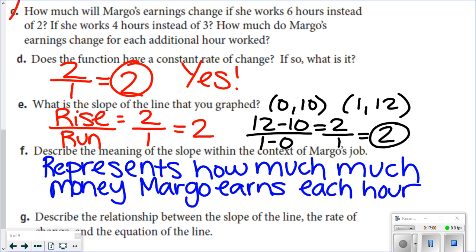So my slope is 2, my rate of change is 2, because that's her earnings per hour or each hour. Good?